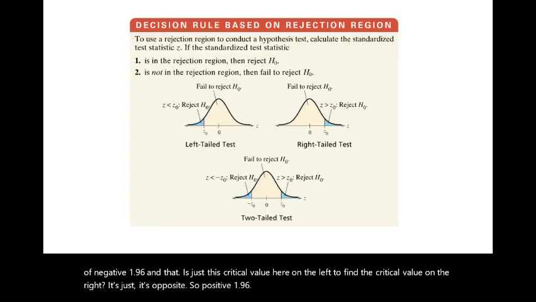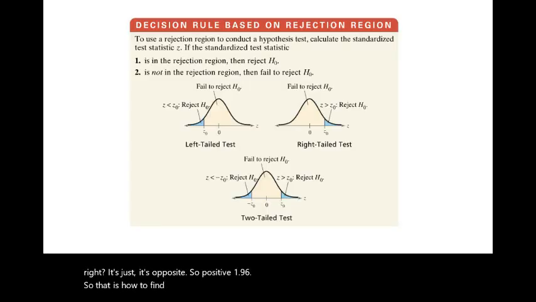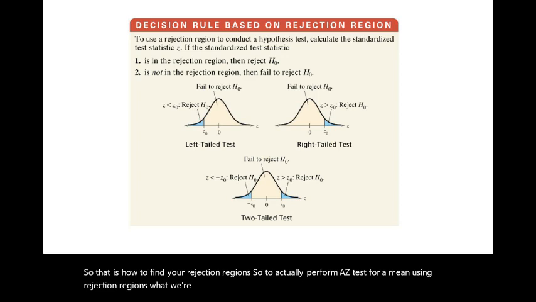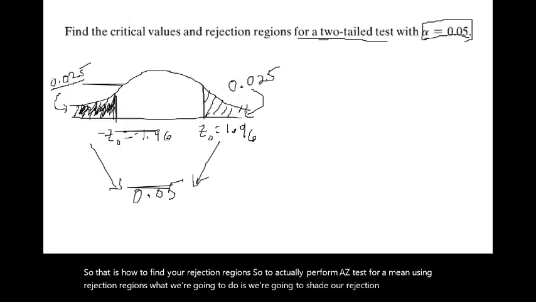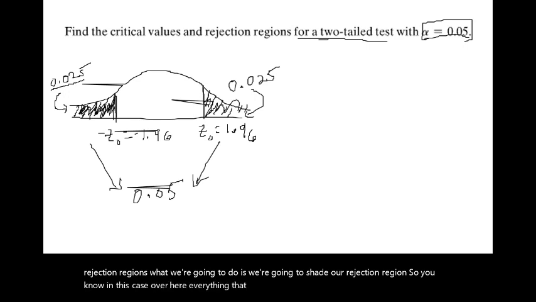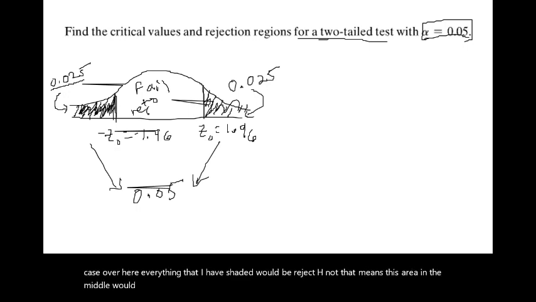So that is how to find your rejection regions. To actually perform a z-test for a mean using rejection regions, what we're going to do is shade our rejection regions. In this case, everything that I have shaded would be reject H0. That means this area in the middle would be a fail to reject H0.